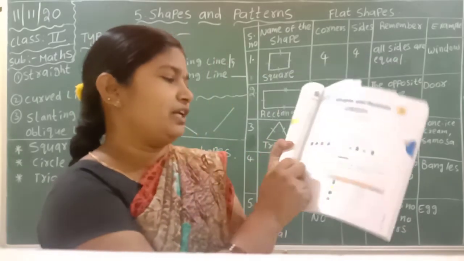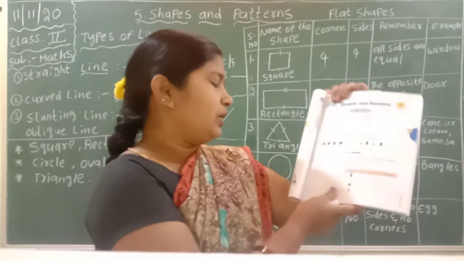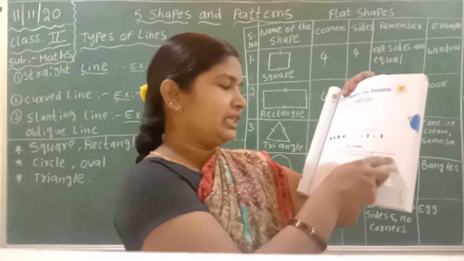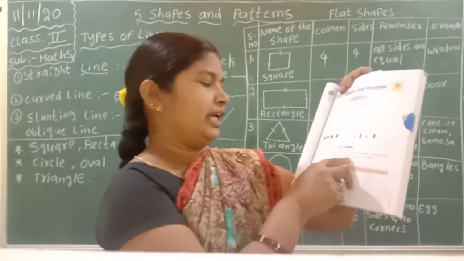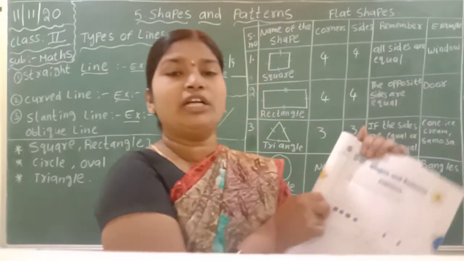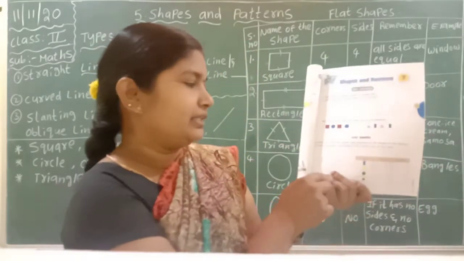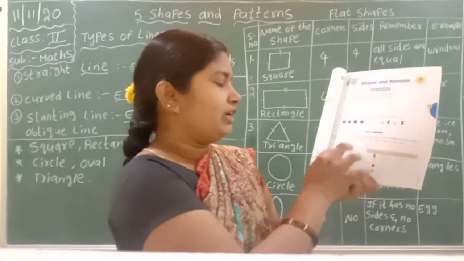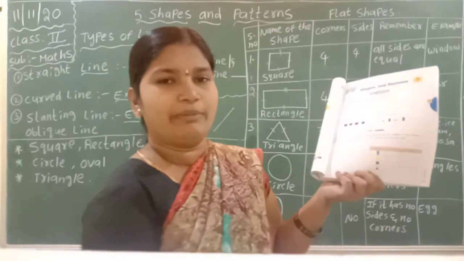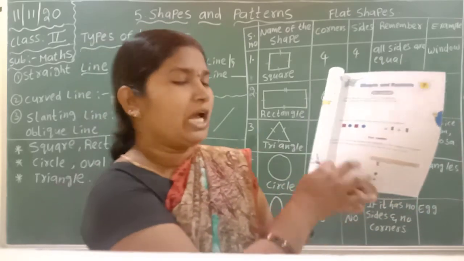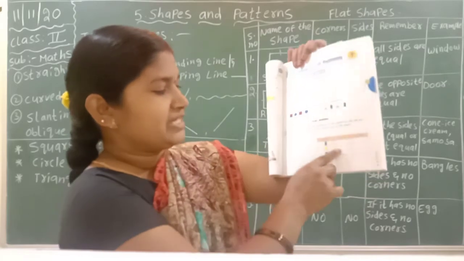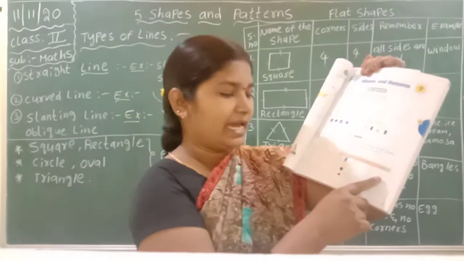Over, after this one. Flat shapes. Count and write the names and numbers of the shapes in the picture. Here they have given one figure. Color the shapes according to the color code in the table. Here they have given a house shape. And here they are asking what is the name and how many it has.